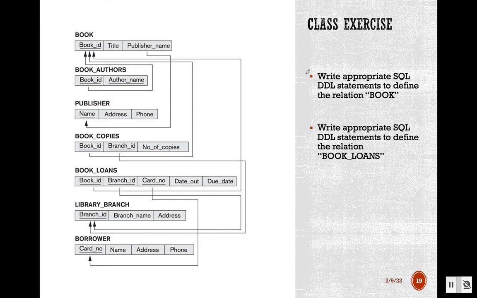So practice by writing appropriate SQL DDL statements to define the relation book. Book has three attributes, the primary key, and it also has one foreign key. Then write another appropriate SQL DDL statement to define the relation book loans. You can see that book loans actually has three foreign keys. All right, so practice them by yourself, and we'll talk about the solution in the next class.